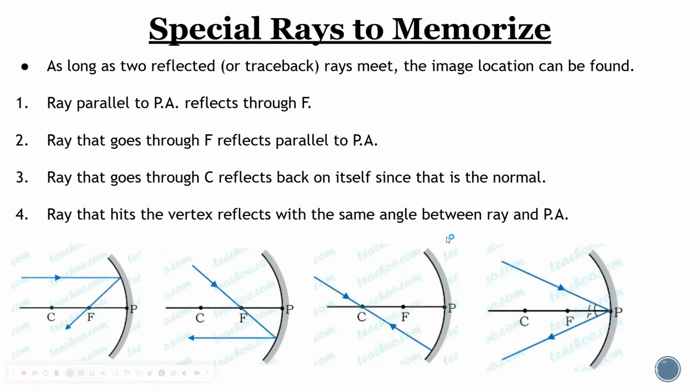That's why I prefer to use these three rays when I do these ray diagrams, because I don't have to use a protractor at all. But you can always use this to check your work if you'd like. So these are the special rays that you should be memorizing so that you don't have to use a protractor when you're doing ray diagrams for concave mirrors.